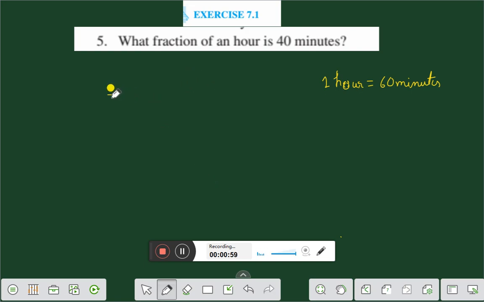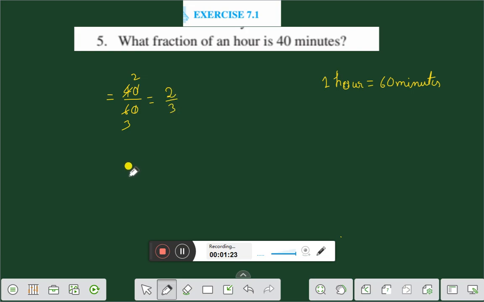Therefore, the fraction of an hour that is 40 minutes is 40 minutes out of 60 minutes. Out of 60 minutes, that is 40. That is 40 by 60, right? 0, 0 will cut, right? And if we cut it by 2, 2 4s are 4, and 2 3s are 6. That is 2 by 3.